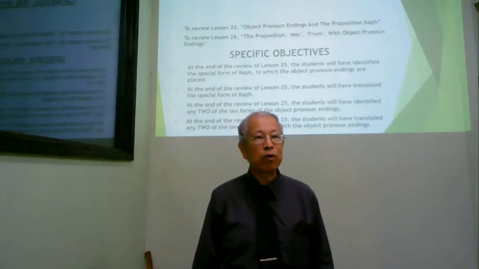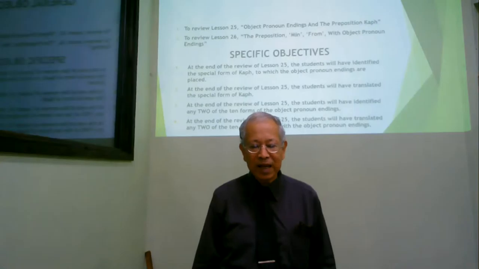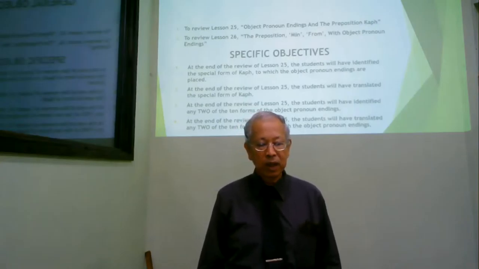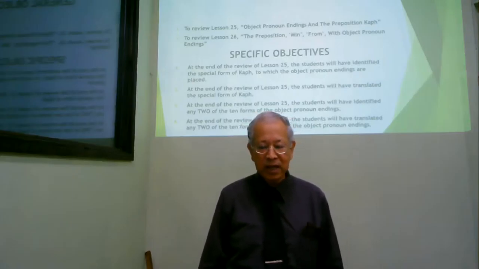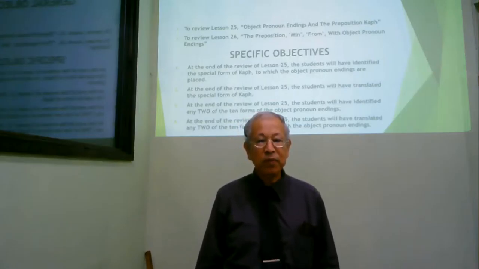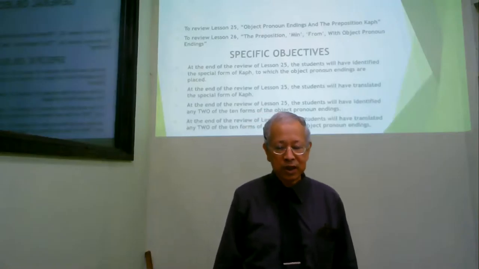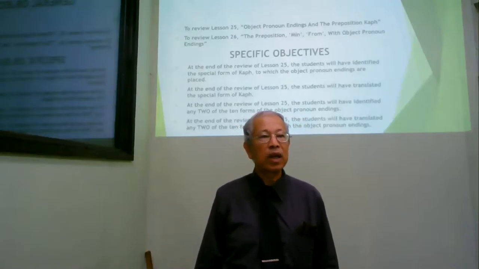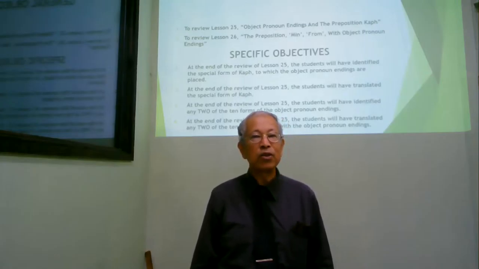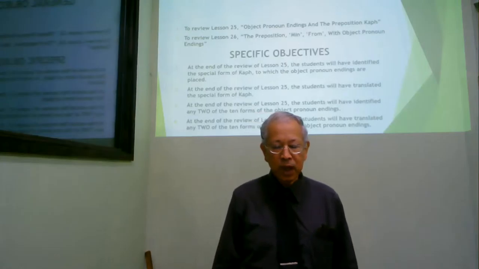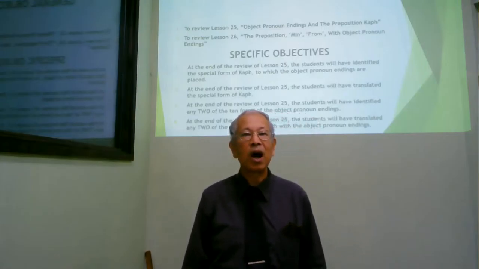General objectives of this review are: 1, to review lesson 25, object pronoun endings and the preposition kaf. Number 2, to review lesson 26, the preposition min, which means from in English, with object pronoun endings. The specific objectives, which will give you some clue as to what you should study in preparation for the test, are: number 1, at the end of the review of lesson 25, the students will have identified the special form of kaf, to which the object pronoun endings are placed.